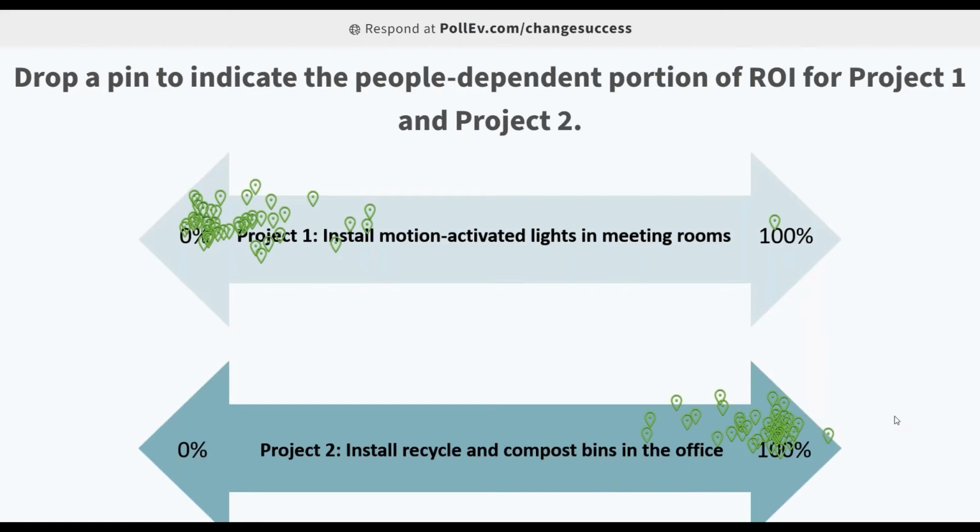Yeah, that's the exact pattern that we wanted. Project 1 has very low people dependency, and we see that with those nice green raindrops. Project 2 has much higher people dependency. Yeah, for project 2, people actually have to change their behavior compared to just using a garbage can, which is a single waste stream. Project 1, you don't need to do anything. Those motion-activated lights will come on automatically when you enter the room. All right, let's move on.